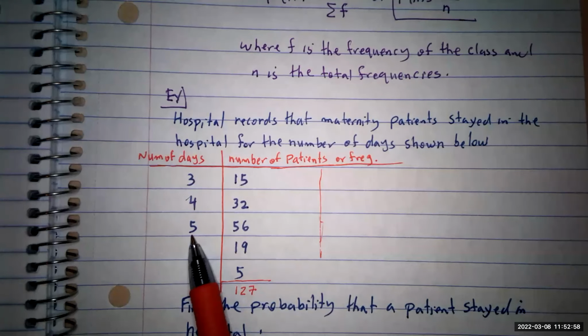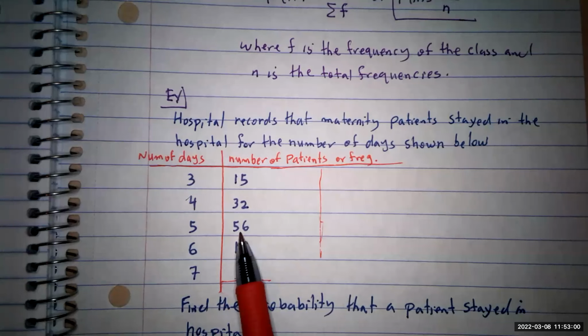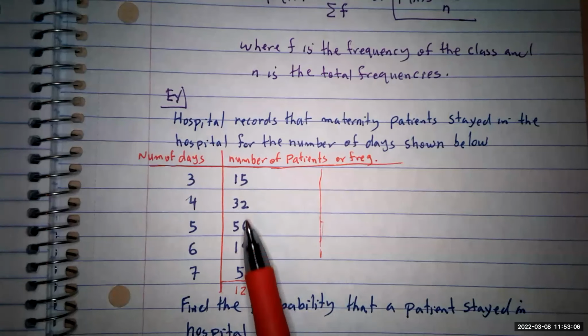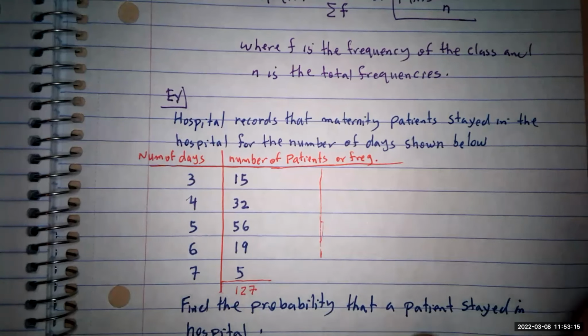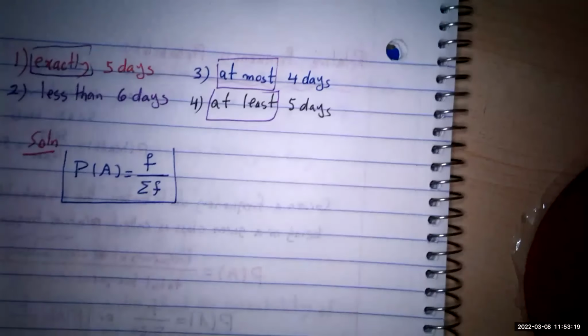So exactly 5 days, you have 56 patients. So in this case, the frequency of the class is 56 divided by the total number of frequencies, which is 127. Because this is exactly 5, you get 56. So this is going to be coming back here.